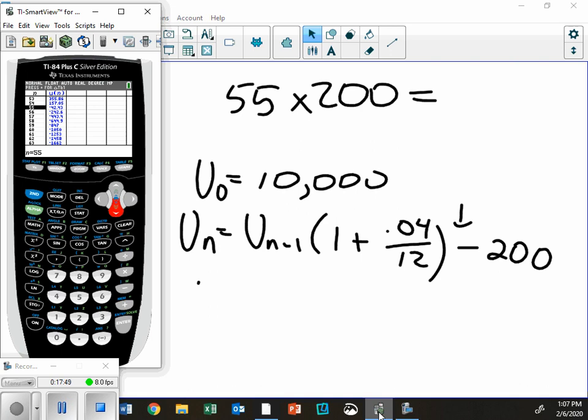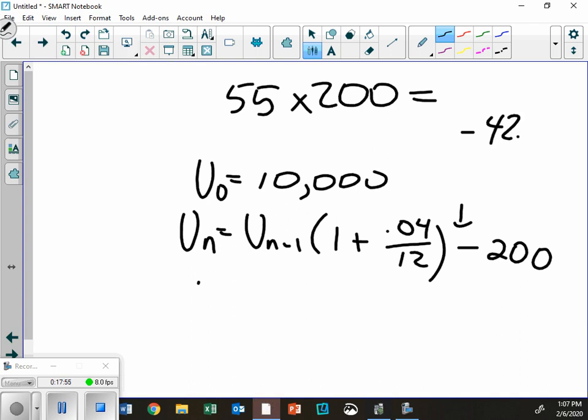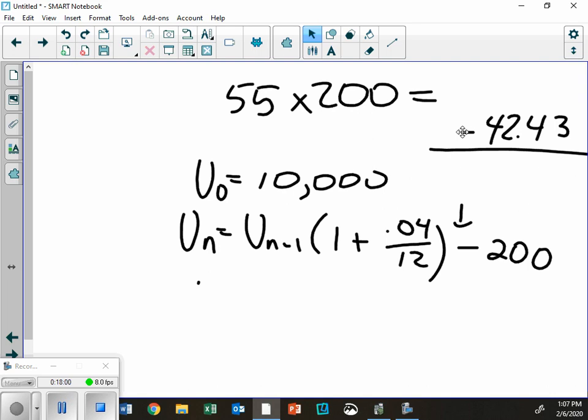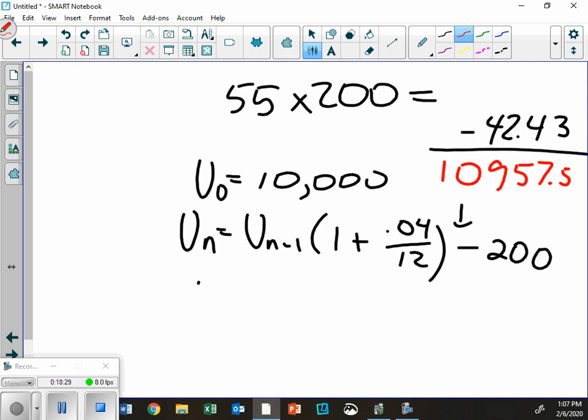You subtract the negative number, negative 42.43. You subtract $42.43. That'll give you your grand total. So I'm going to do on my calculator 55 times payments of $200 each, 55 times 200. That's 11,000. So I paid 11,000, but now they owe me back $42.43. Final answer is 10957.57.